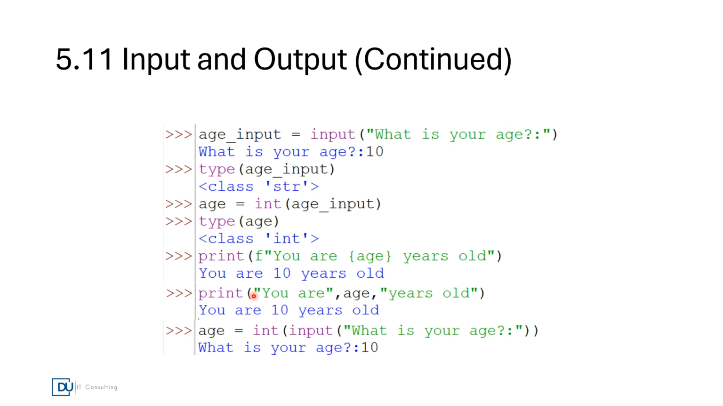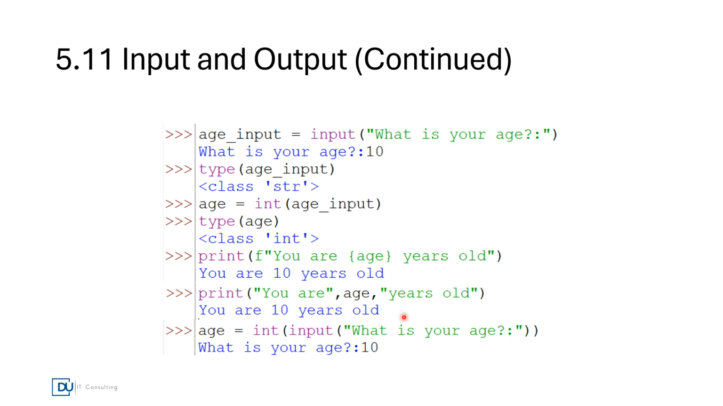So here we have "you are " without any space, comma, age, comma, and then " years old" without any space. It tries to combine all these different parts into one string: "you are 10 years old."